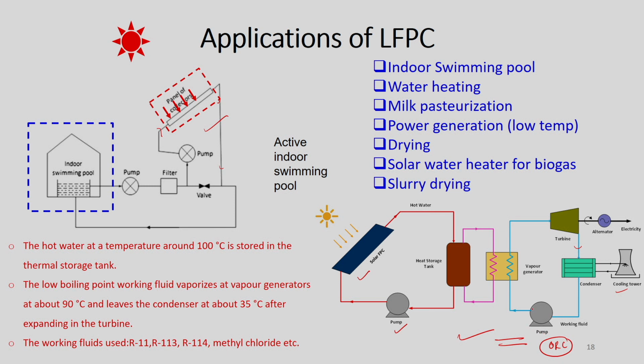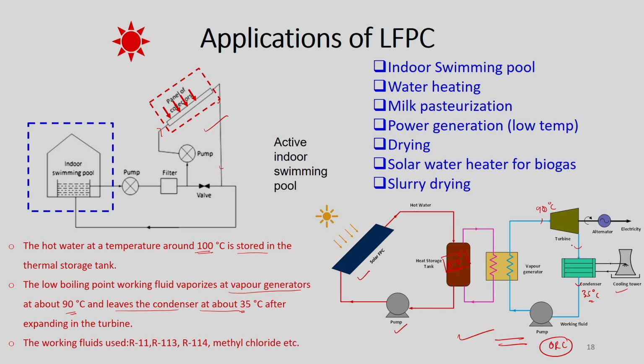Here hot water at a temperature of around 100 degrees C is stored in the thermal storage tank. Then the low boiling point working fluid vaporizes at the vapor generator at around 90 degrees C and leaves the condenser at 35 degrees C. So, this will be maybe 90, 95, some losses will be there. So, maybe 90 degrees C.